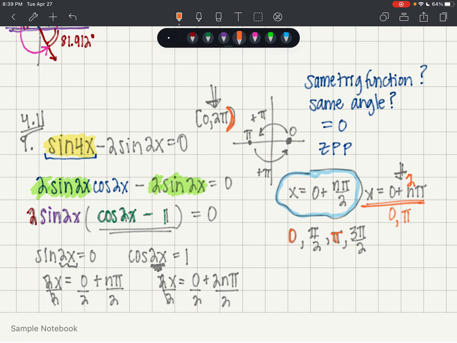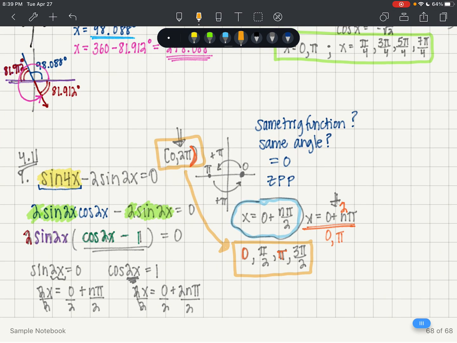So if they were looking for, not sure what they were asking on this one, if they were looking for solutions in the interval, then these are our answers. If the interval was not there, then they're looking for the blue bubbled answer, all of the solutions.